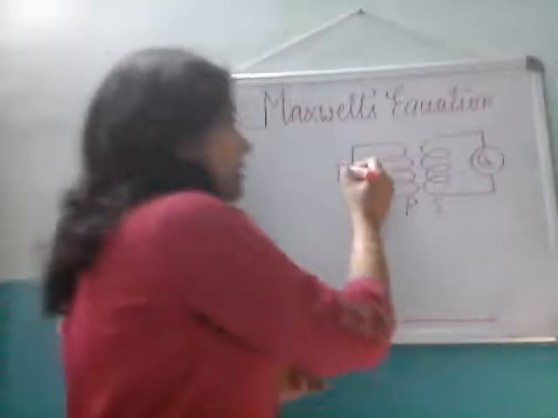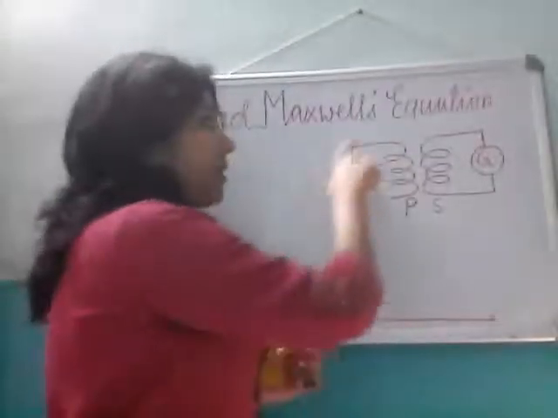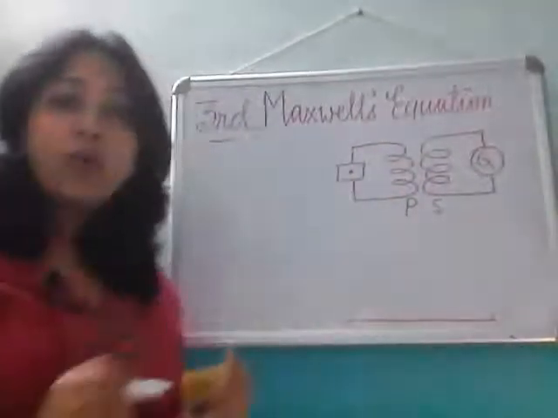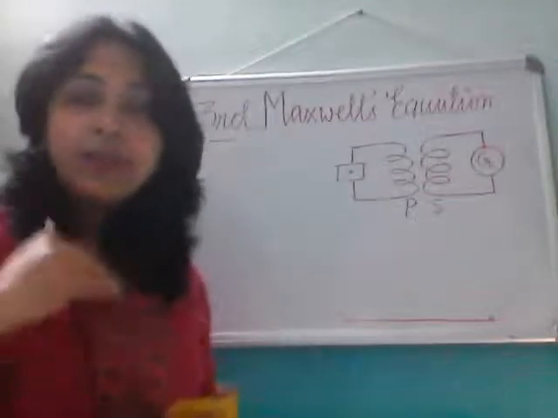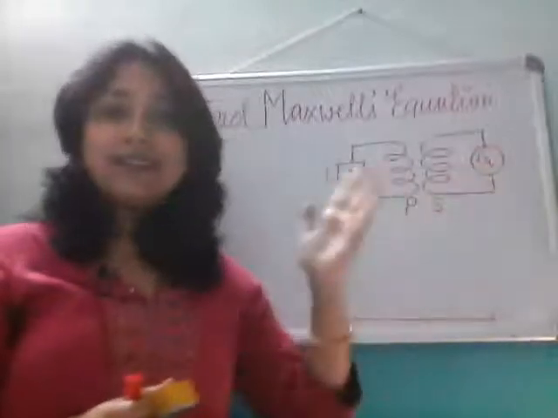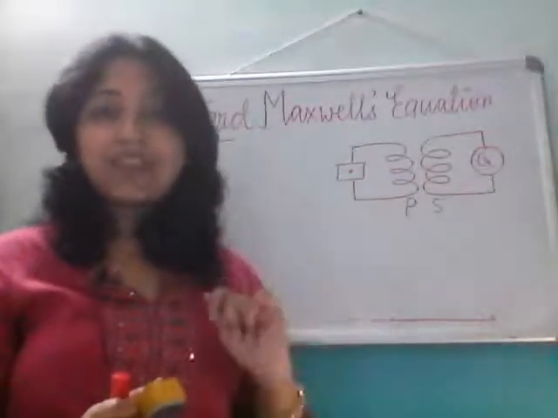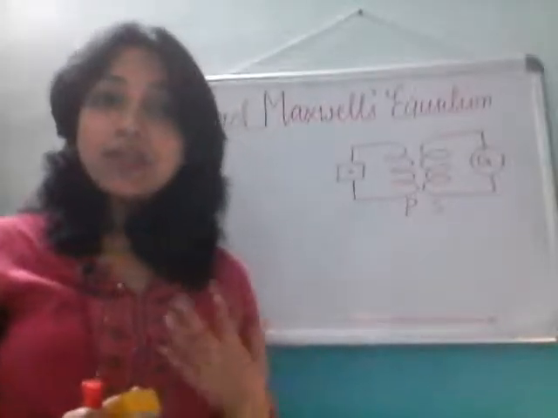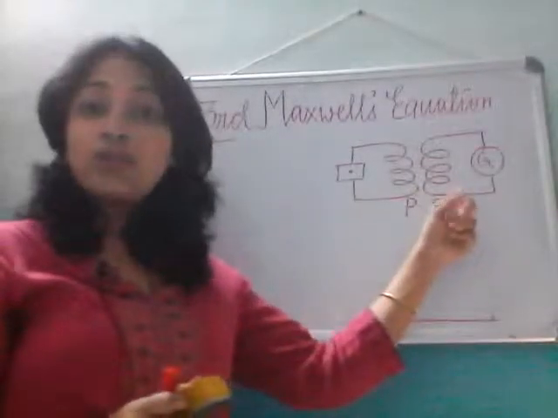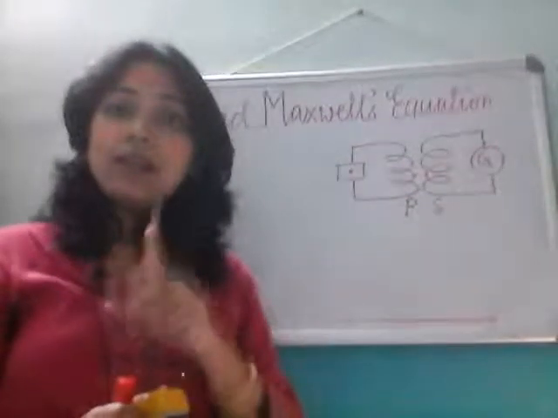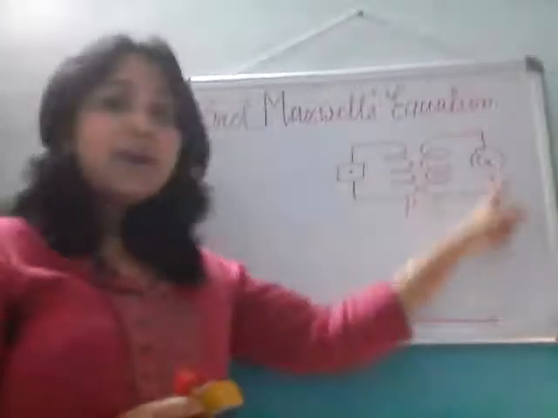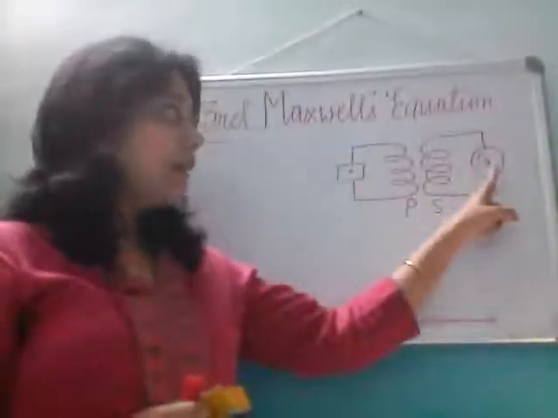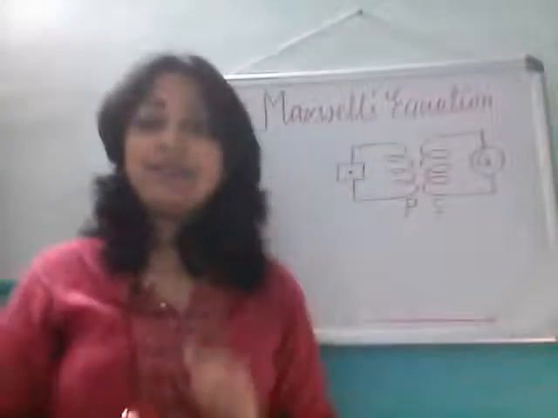When this connection was closed and a current was flowing in the primary coil, it was seen that the moment current starts to flow in the primary coil, the galvanometer in the secondary also shows some deflection. Galvanometer shows deflection when there is presence of current. So essentially what was observed is that even though there is no direct current source, no voltage source in the secondary, something was causing some current to flow within the secondary and the galvanometer was showing us some deflection.